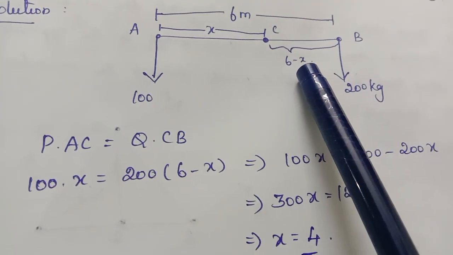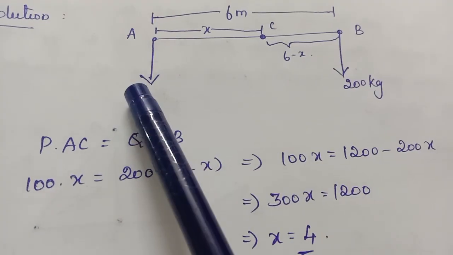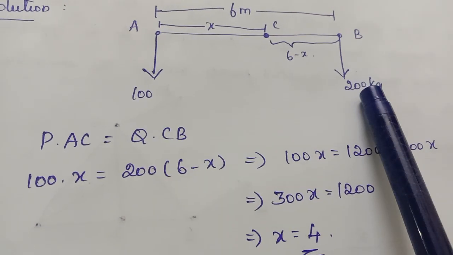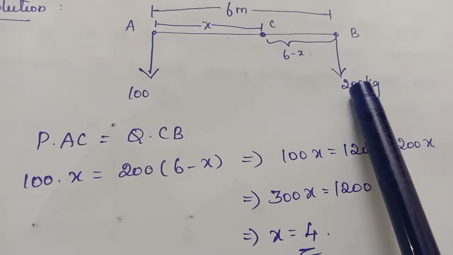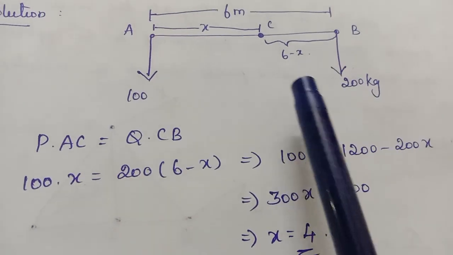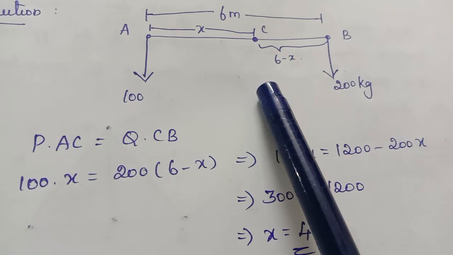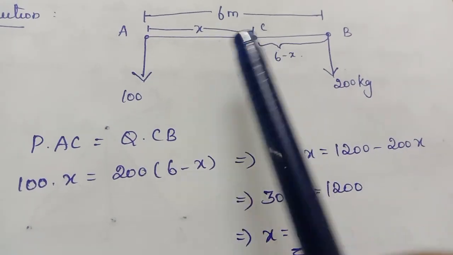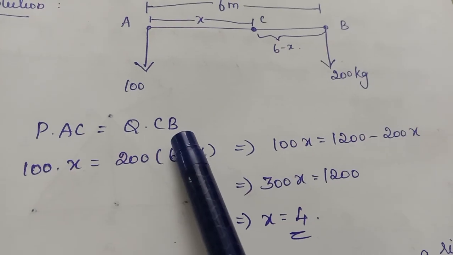6 minus x. Okay, so these are like parallel forces, no? Because weight always is a downward force, so these are like parallel forces. So the resultant of like parallel forces is what? P plus Q. So P plus Q is what? 100 plus 200 is equal to 300. So that will be coming here at C. So what is the condition for this C? P into AC equal to Q into CB.